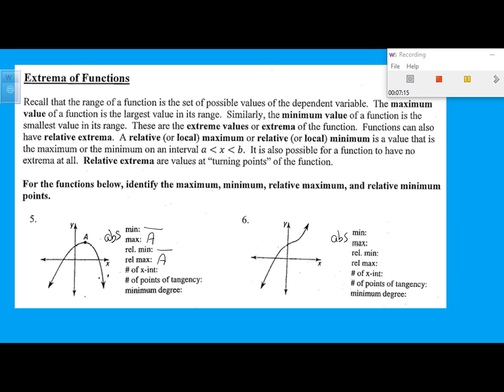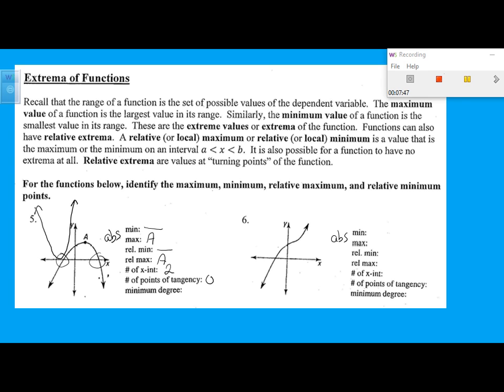The number of x-intercepts would be the number of times this thing crosses the x-axis, so in this case 2. Now, number of points of tangency. That means that my graph would just come down, touch the x-axis, and go back up. That's what we mean by points of tangency. So in this case, there are none.